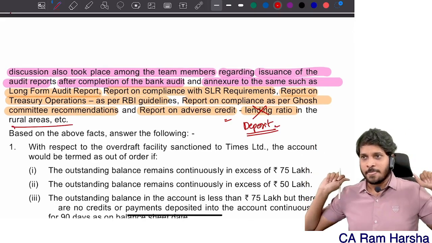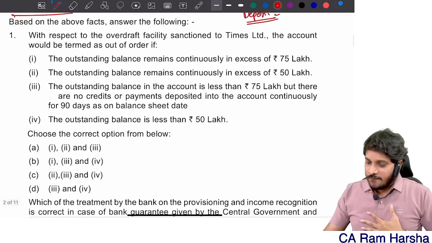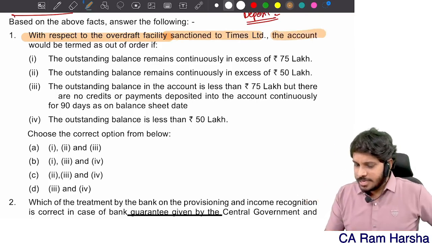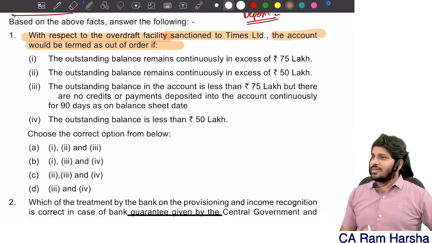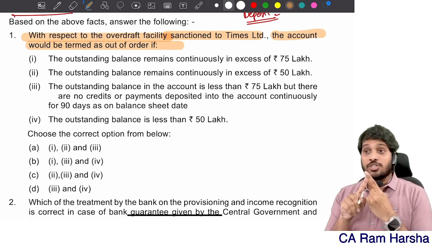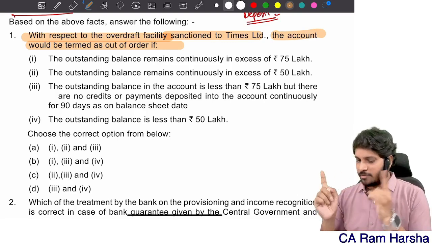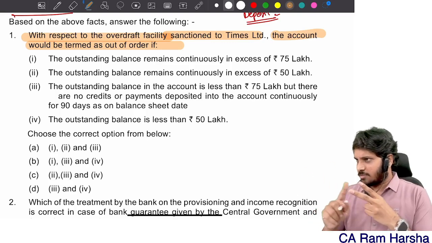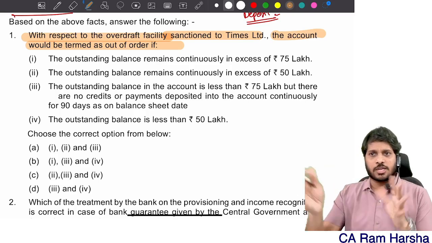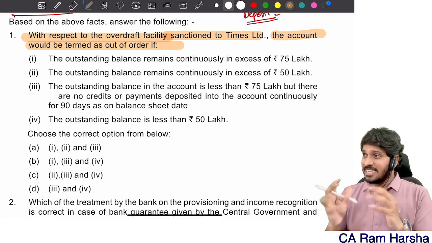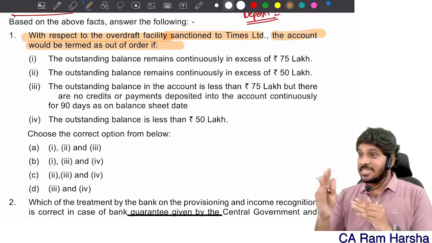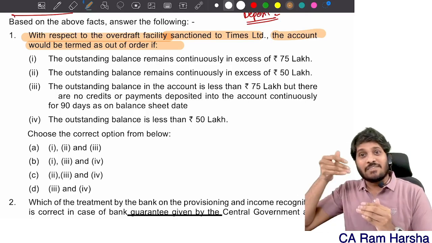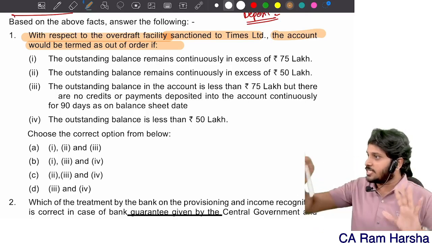Case study is over. Now the questions they are asking. With respect to an overdraft facility sanctioned, when would the account be termed as out of order? When the outstanding balance is more than the sanction limit or drawing power, or the outstanding crosses the sanction limit. In both cases, if drawing power or sanction limit is crossed by the outstanding amount, then it is out of order. Two, it is less than the sanction limit and drawing power, but there were no credits for 90 days, then also it is treated as out of order. Or credits were there, but not sufficient to recover debits, then also it is treated as out of order.